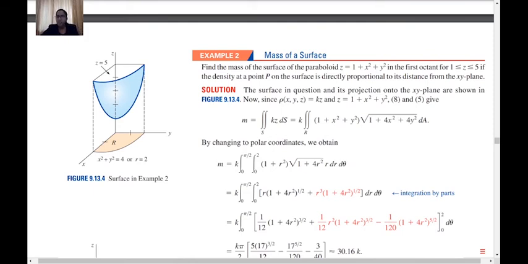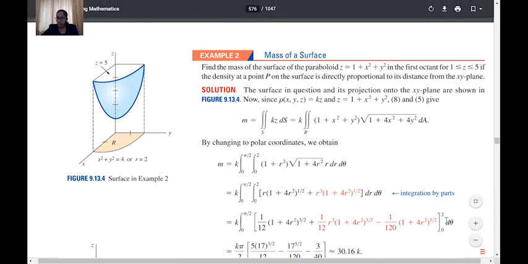So first, while evaluating the integral of 1 plus 4 r square whole raised to 1 by 2, we get 1 plus 4 r square whole raised to 3 by 2. Again we have to take the integral for the second term in integration by parts. So it will become 1 plus 4 r square whole raised to 5 by 2, whole divided by 120. And you have to substitute the value of r from 0 to 2, and the value substituted is given.